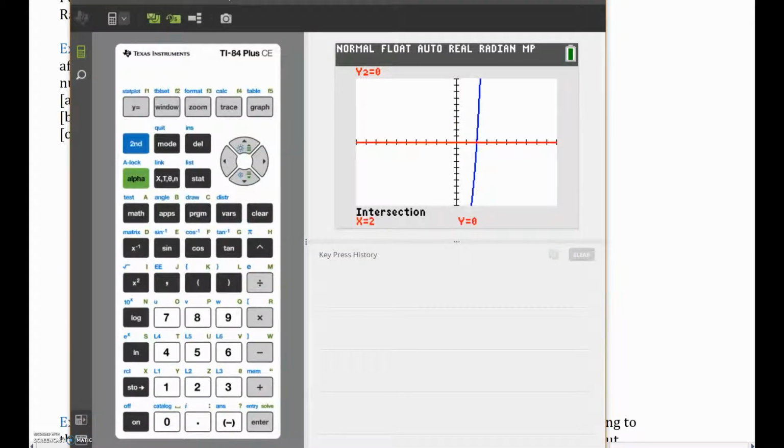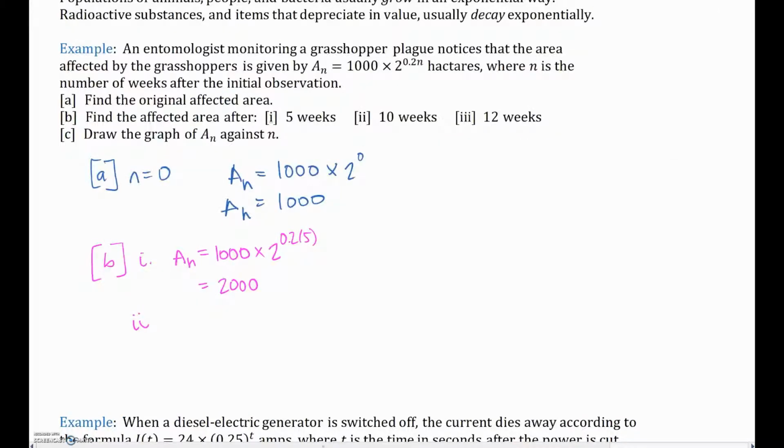I think I might actually have to use my calculator now. What was it? It was 1,000 times 2 to the 0.2, and we are doing 10. That's 4, right? Not bad. A to the n, I guess I should say a to the 4 would be better notation. A to the 4 is 4,000.